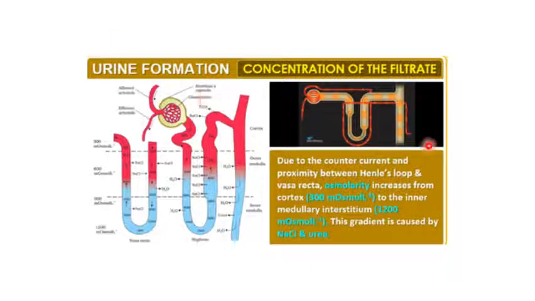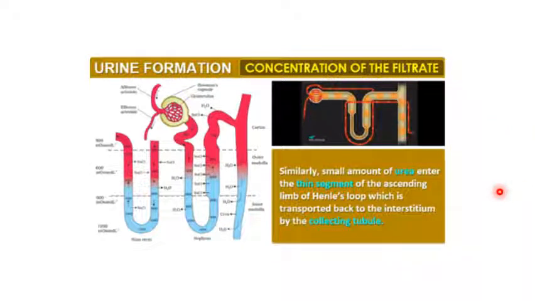Now due to this counter current mechanism, the proximity between Henle's loop and vasa recta, osmolarity increases from the cortex to the inner medullary interstitium. The gradient is caused by sodium chloride and urea.